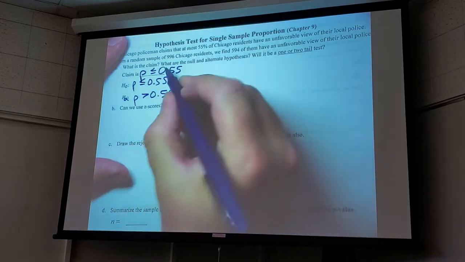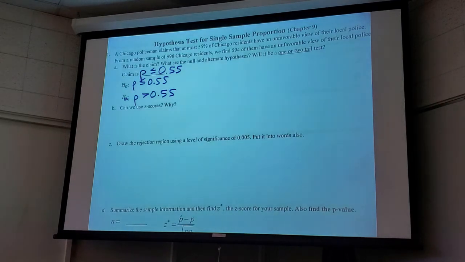I love it. So of course you write the claim down, and then you just take a second. Does it have an equal sign in it? Then it goes into the null, Ho. If it doesn't, it goes into the alternate. And whatever you wrote, the opposite thing goes into the other one.